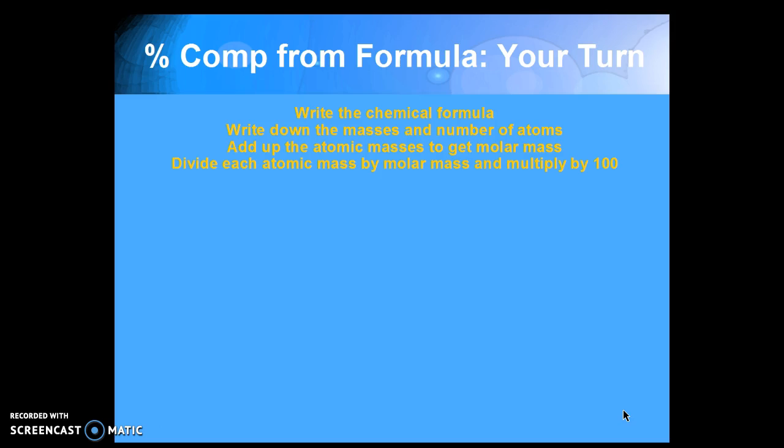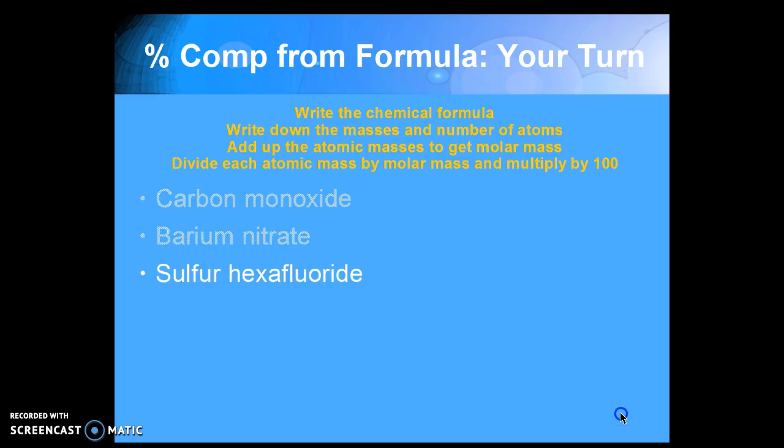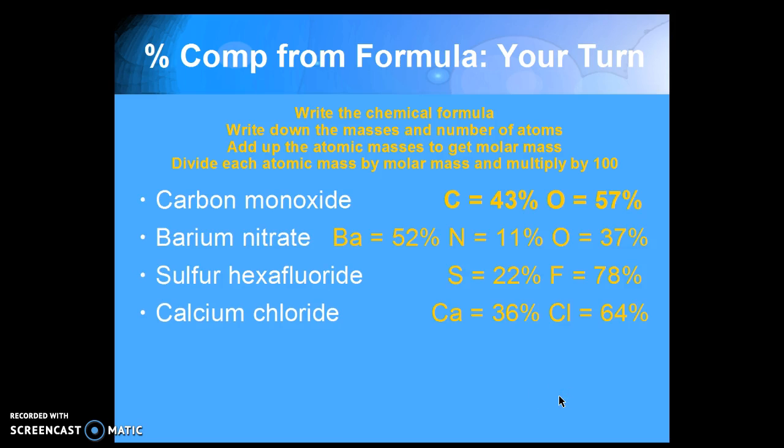Now your turn. I'm going to give you 1, 2, 3, 4 compounds. You write the chemical formula, write down the masses and number of atoms, add up the atomic masses to get the molar mass, and divide each atomic mass by that molar mass and multiply by 100. Turn the video off and then come back to find the answers. There are the answers as I have worked them out, and I hope that corresponds with what you have.